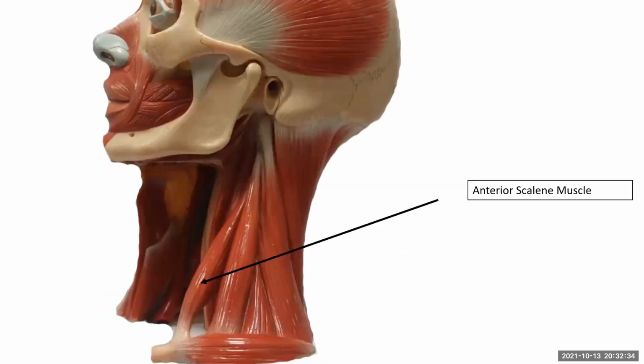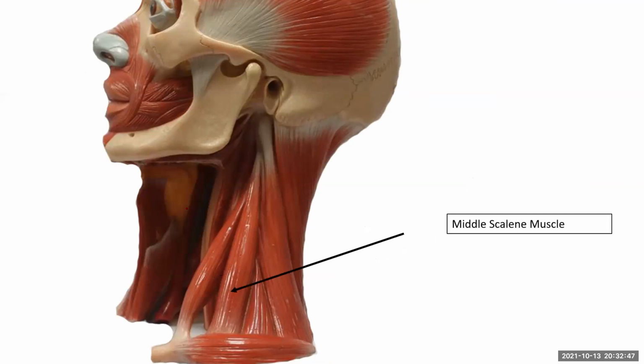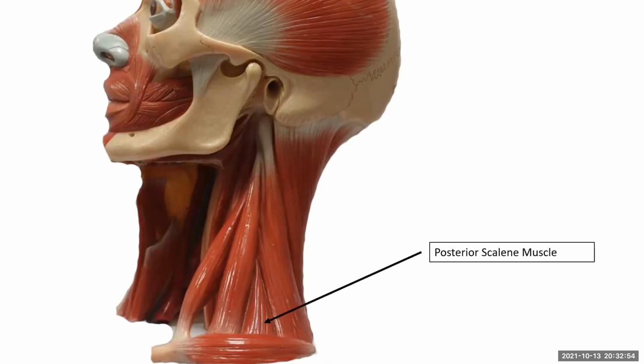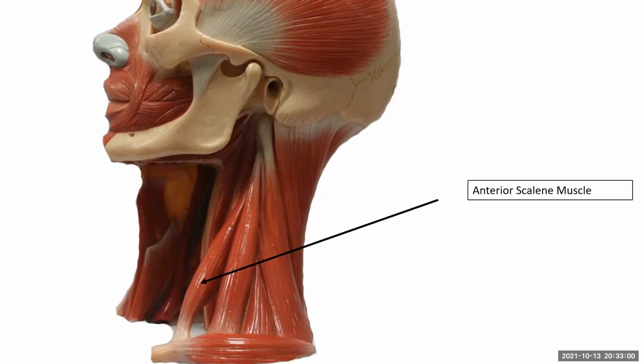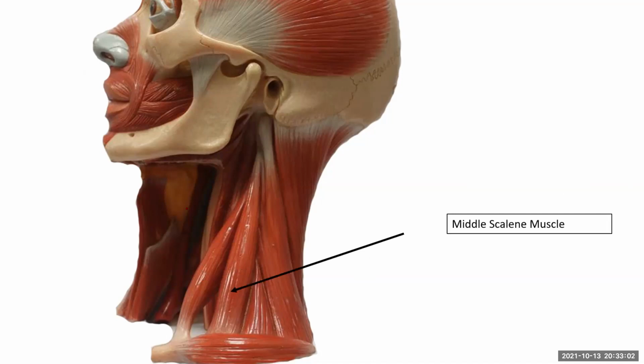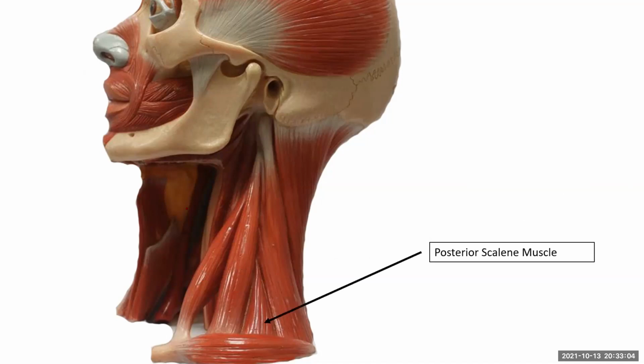All right, now you're going to meet a family of muscles called the scalenes, and there's three of them. We have the scalene sisters here. The first one, the one that's most anterior, is the anterior scalene. Then we've got our next muscle, which is the middle scalene. And then right behind the middle scalene muscle is the posterior scalene muscle. So anterior scalene, middle scalene, posterior scalene.